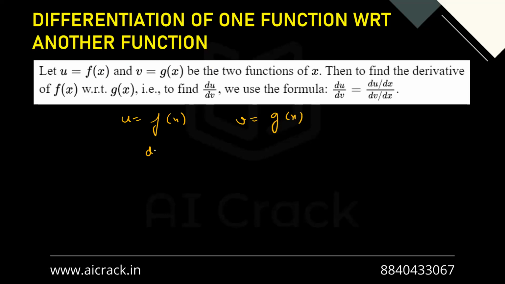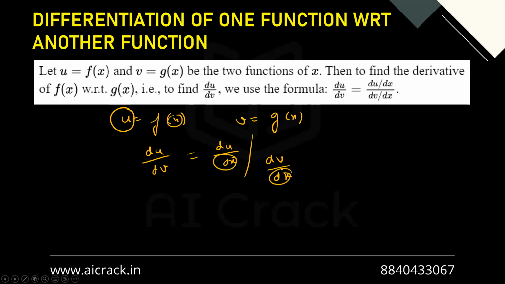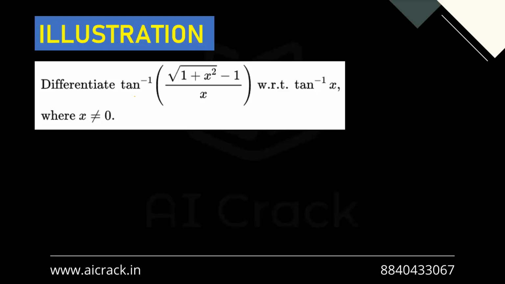Now we want to calculate du by dv, basically differentiating u with respect to v. Now we'll do the exact same thing which we did in parametric differentiation. That is du by dx divided by dv by dx. Now I can simply say that x is a parameter over here, right? This function is defined in terms of a parameter x. So that's why we have included dx and dx over here, right? Same thing, exactly same thing, right? Let's do one question to understand this.